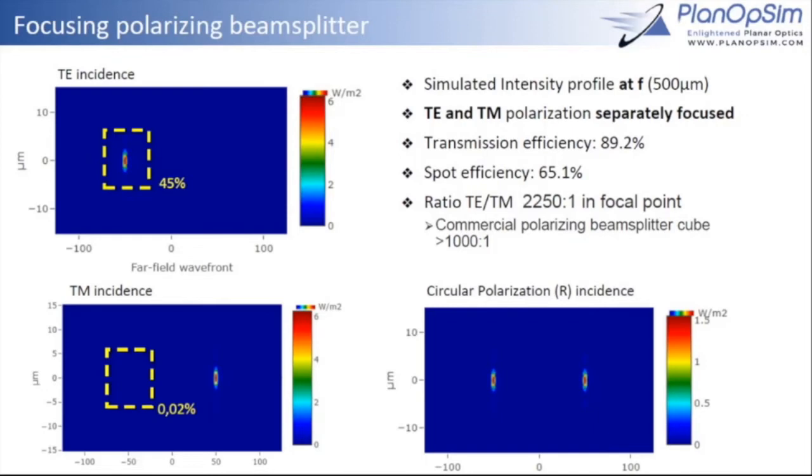And if we indeed simulate here for TE incidence, you see that light is focused here in this yellow box. Then sending in TM incidence, light is focused over here, and only a small residual fraction stays within the box, and that gives us a combination of a beam splitter and a lens all in one. The ratio of rejection of one polarization to the other is around 2,000 to 1.